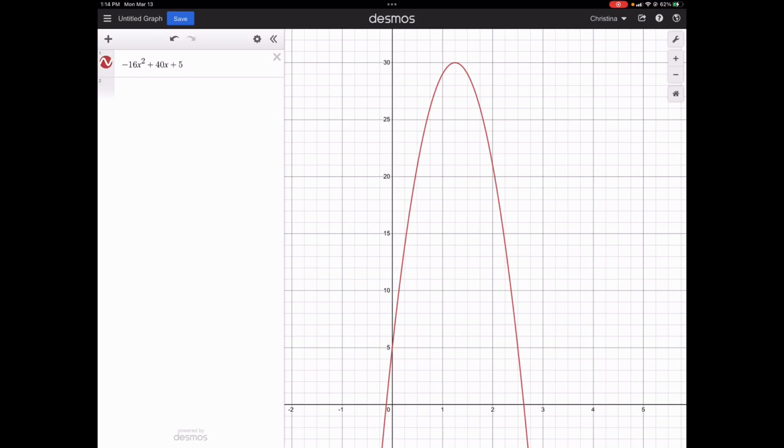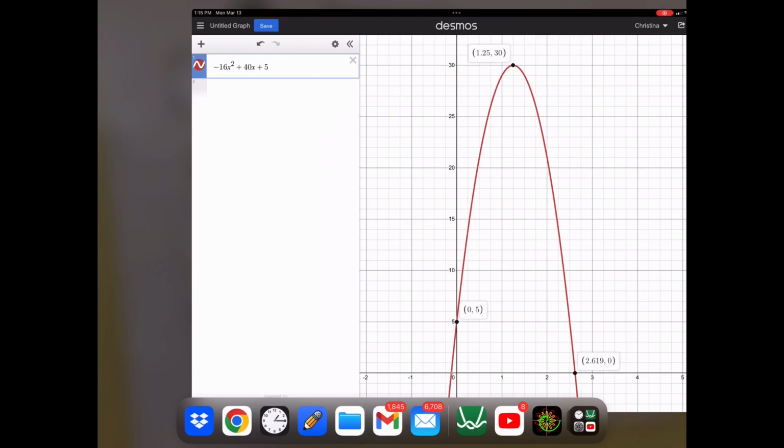And up here, this would be a future learning preview. This is actually the max, how high the ball would get. So after 1.25 seconds, our ball will reach a height of 30 feet. Just a little help here to help you solve these problems, maybe save you some time in the future.